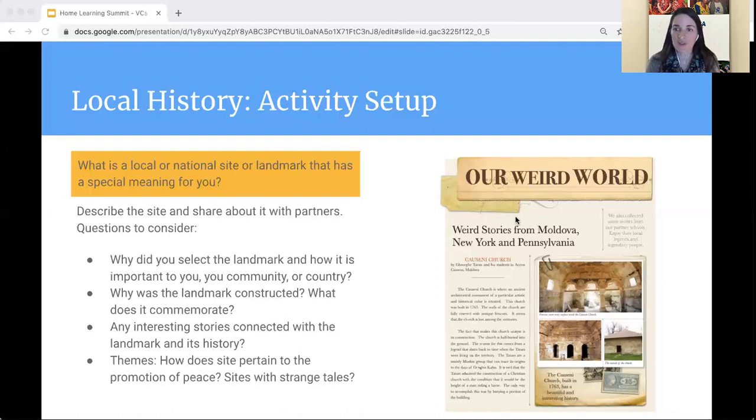You can choose to give your students sub-themes that they're to look into to tell the stories of these places. For example, we had one project look at places that related to the promotion of peace. So telling stories of either museums or statues or things in their community that commemorated peace. In the picture you see here, we have students looking at sites in their community that tell strange tales. So something strange and mysterious in their community that they wanted to share about.